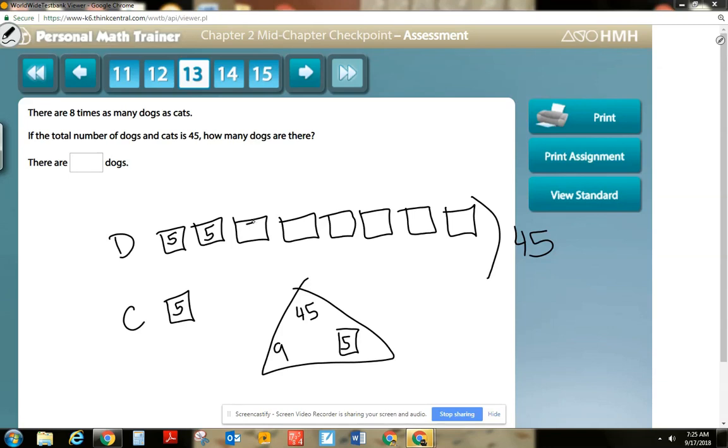And you can see that making a drawing with this problem really helps. Because now I have 8 times as many dogs as cats. 1, 2, 3, 4, 5, 6, 7, 8. That's 8 times 1. You can't forget about the cat, though. Lots of times you forget about the cat. The other problem that people make a mistake on with this problem is they don't read the question. There are blank dogs. Well, there's 5, 10, 15, 20, 25, 30, 35, 40 dogs. Lots of times kids put 5 because they're just not paying attention to what's actually being asked.